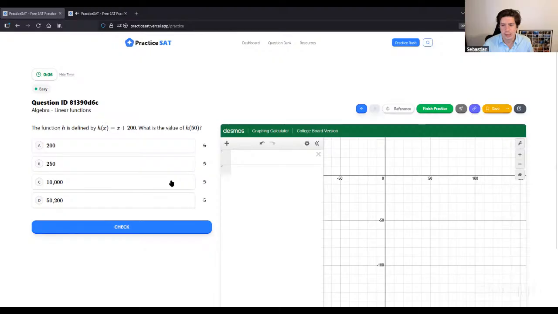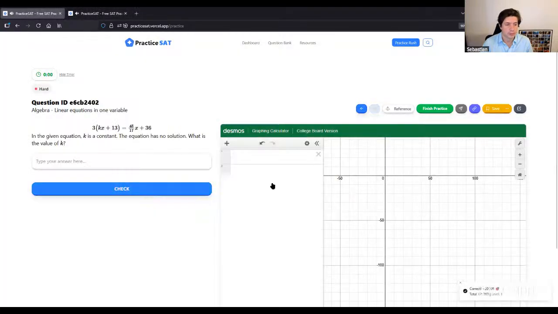The function h is defined by h(x) equals x plus 200. What is the value of h(50)? So when they do this parentheses thing, that means that 50 goes in the place of x. So we'll put 50 in for x, it'll be 50 plus 200, we'll get 250. Great.